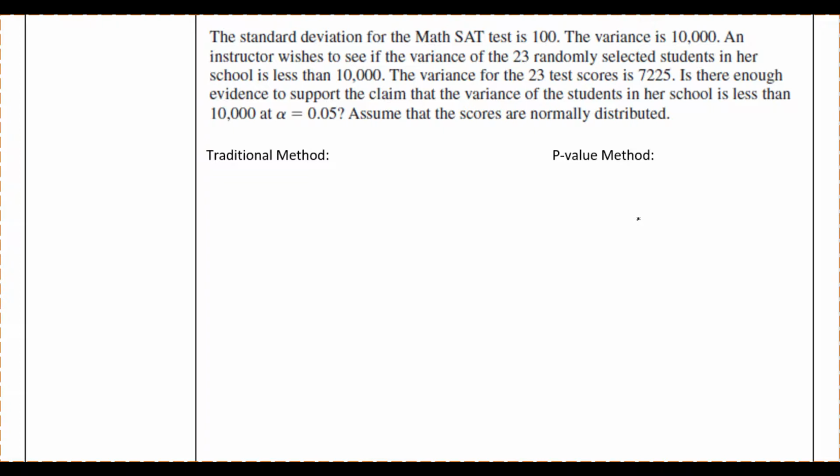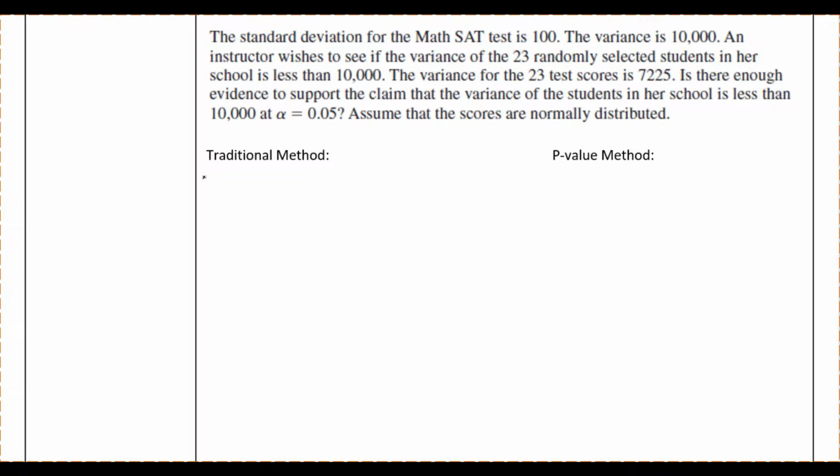The standard deviation for the math SAT test is 100. The variance is 10,000. An instructor wishes to see if the variance of the 23 randomly selected students in her school is less than 10,000. The variance for the 23 test scores is 7225. Is there enough evidence to support the claim that the variance of the students in her school is less than 10,000 at alpha equals 0.05?